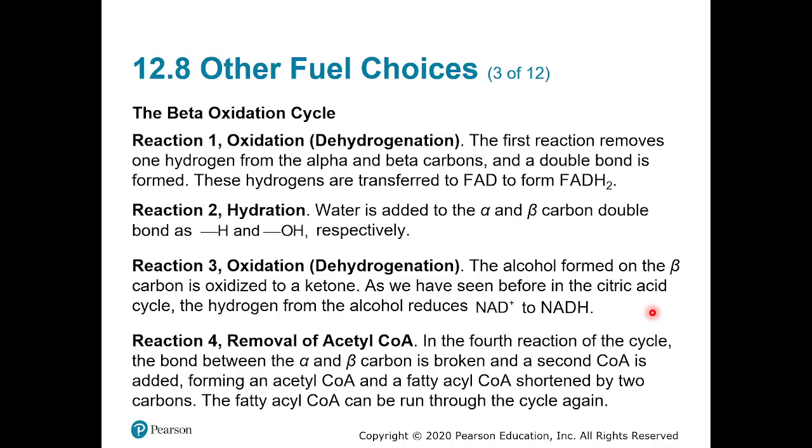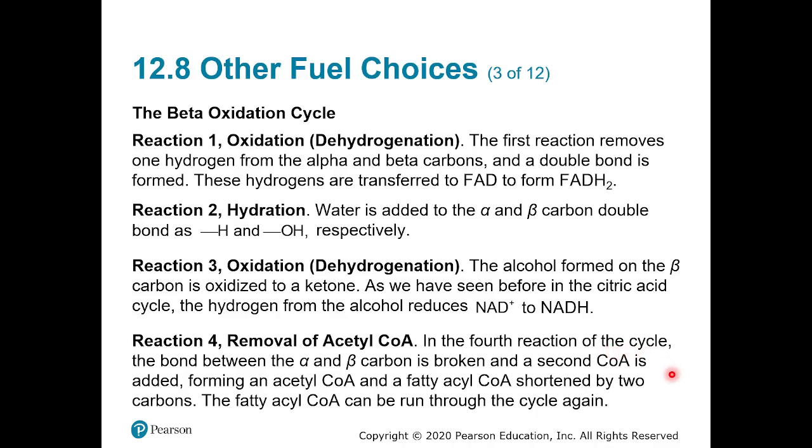The next step is reaction 4. This is going to be our reset step. And finally, we're going to cleave that acetyl-CoA. And so we're going to remove that acetyl-CoA off the front, the head. And this is going to break that bond between the alpha and beta carbons.